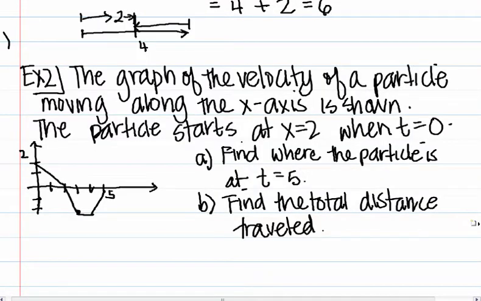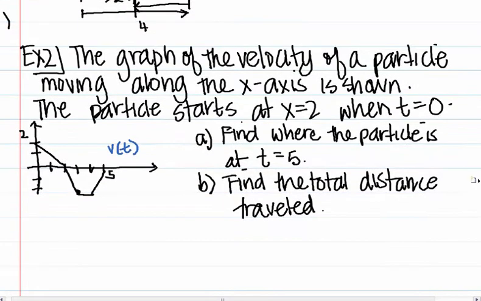Okay, example 2, we have a new problem. Here's the graph of the velocity of a particle, shown by this diagram. And we have a particle moving along the x-axis. The particle starts at x equals 2 when t equals 0. And I want to know where the particle is at t equals 5, which is over here at the end of our graph, and to find the total distance traveled.